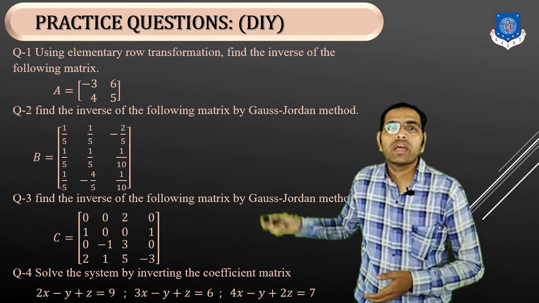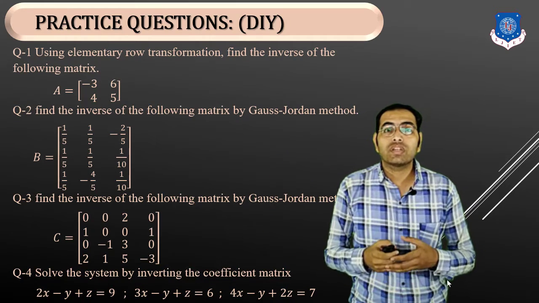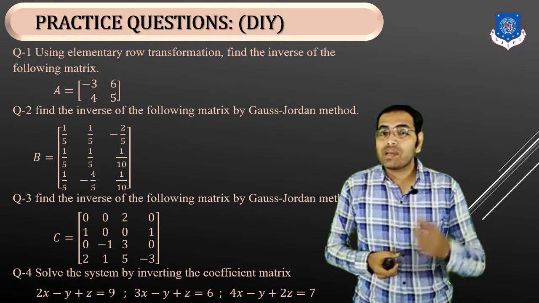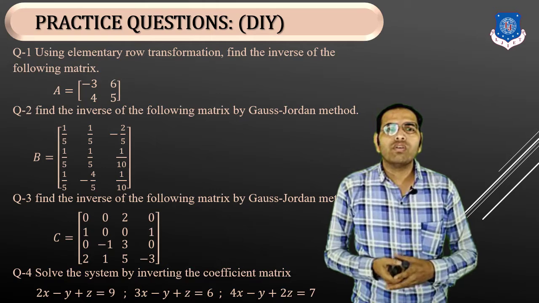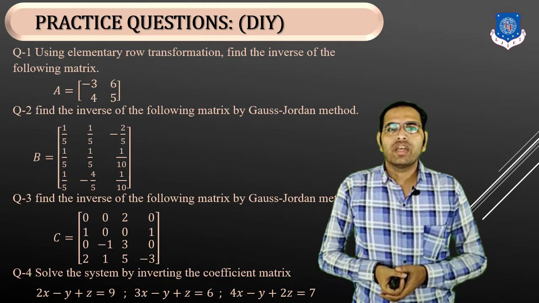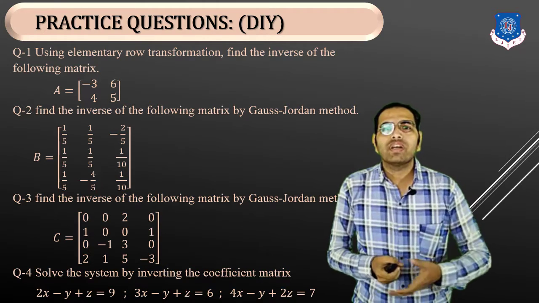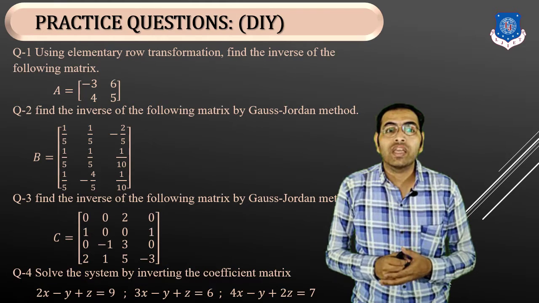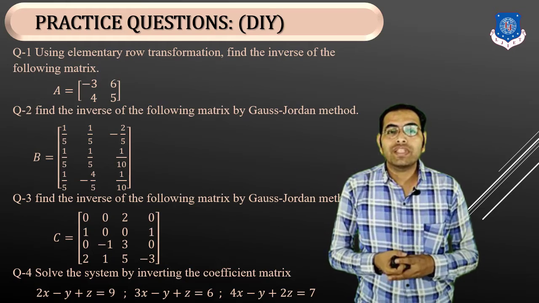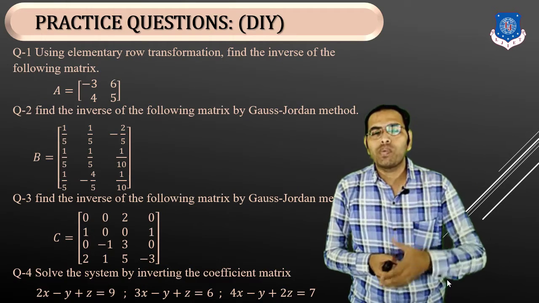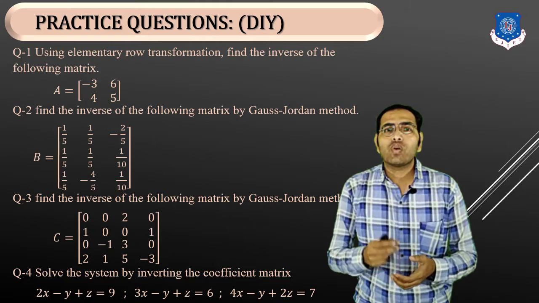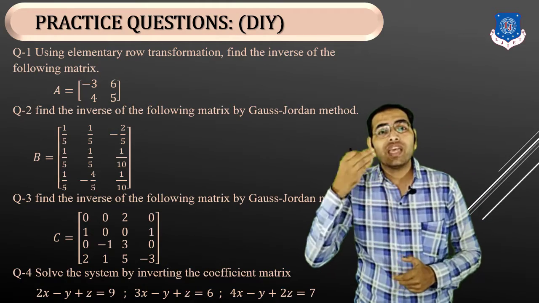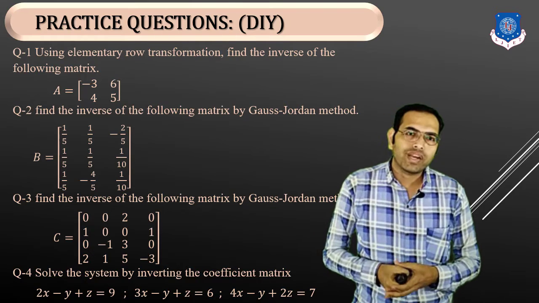This is all about the practice example, which you should try yourself. In examples number 4 and 5, we have a system of linear equations, and we have to find the inverse of the coefficient matrix. Firstly we find the coefficient matrix, from the form Ax equals B, where the coefficients of x, y, z form our coefficient matrix A, and then find the inverse of that matrix.